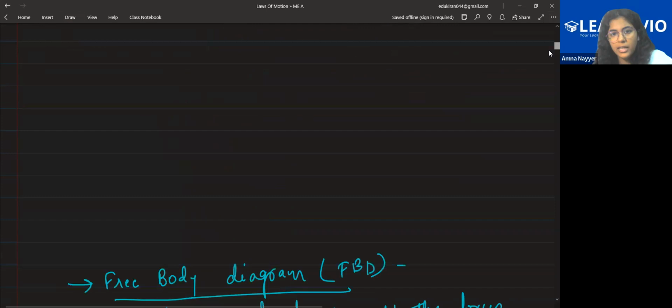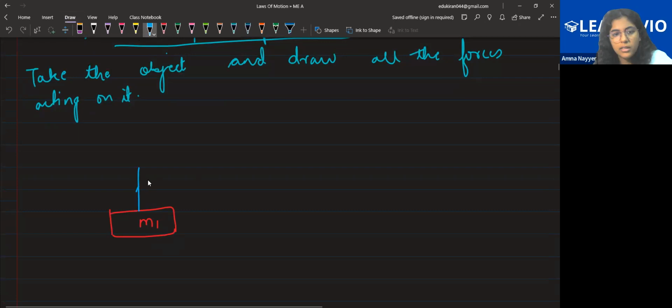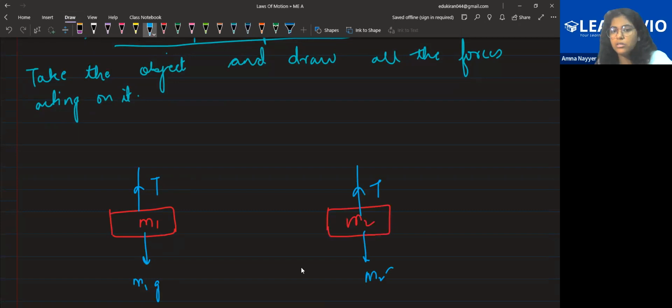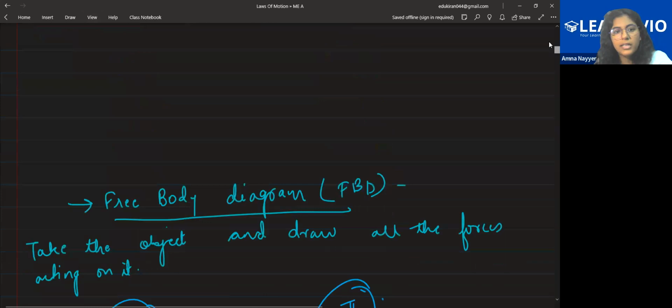Let us write down the free body diagram. Suppose this M1 block is present. What all forces have you drawn on it? Tension upwards, M1G downwards. That's it. So this is called the FBD, means the free body diagram. I have M2 with me. Tension upwards, M2G downwards. So this is the FBD for the first figure, this is for the second figure. This is how you draw the free body diagram. All right. Now look.